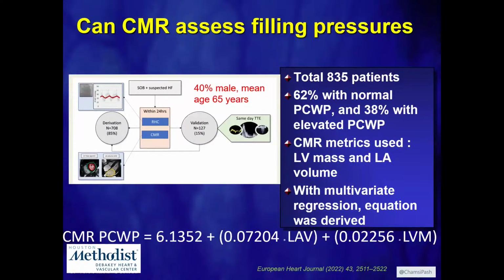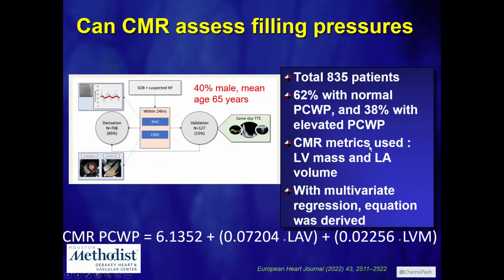A single center study enrolled 800 patients with shortness of breath and suspected heart failure to basically undergo a right heart cath and a CMR. They came up basically with a derivation cohort, and then they actually validated their findings. 2/3 of the patients had normal wedge pressure, 1/3 had an elevated wedge pressure.